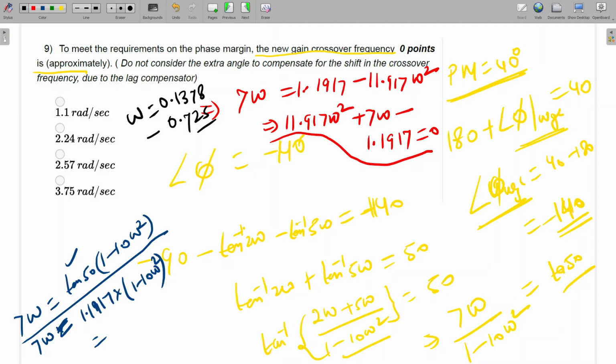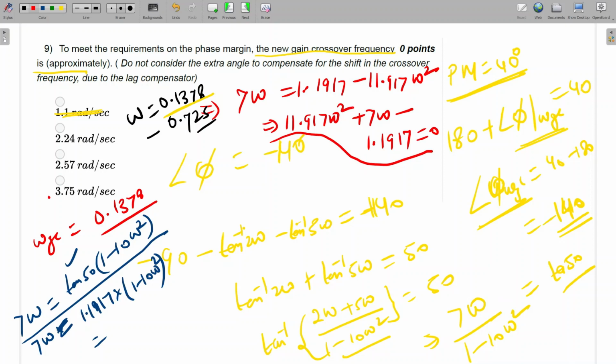Sir, I think option 1. No, no, this is incorrect. I think in these options, the correct option is not there. So the answer will be this only, 0.1378. Already we have seen it in MATLAB also. So omega GC will be equal to 0.1378. I will show you the MATLAB once more.